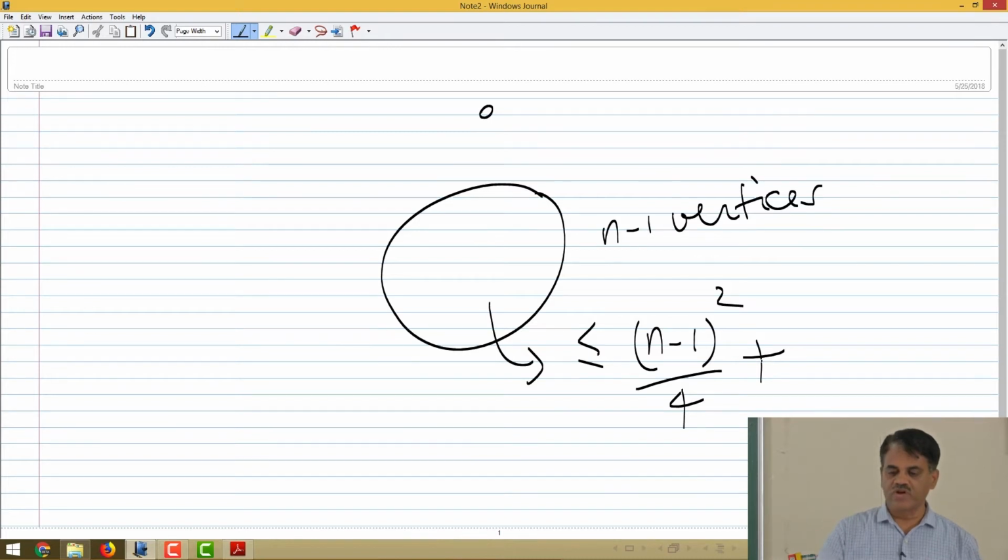So this graph has no triangle, and by induction hypothesis it has at most n minus 1 whole square by 4 edges. But now I have these kinds of edges. How many? There can be up to n minus 1. Can you have all possible n minus 1 edges here? If you have n minus 1, then this number is much more than n square by 4. You have to use the fact that there are no triangles. If you have an edge here, then the endpoints cannot have edges to both the endpoints, but if you do not have edges, it can have. So how do we handle this?